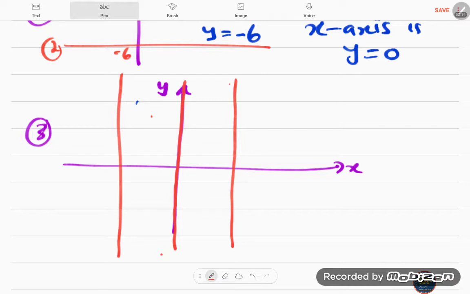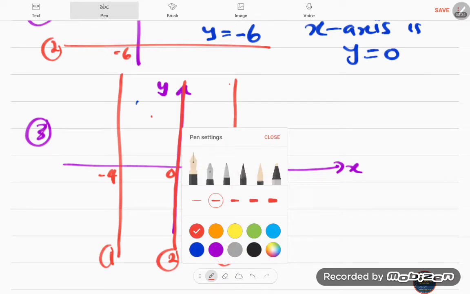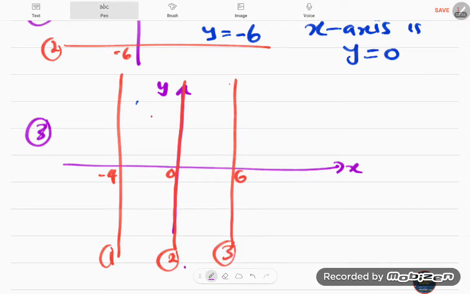so we go graphs 1, 2, graph 3. We'll assume that this is negative 4, this is 6, and of course this is 0. So these graphs are parallel to the y-axis, especially for 1 and 3, and because of that, their equations are not going to include the y, because they do not pass through the y. They're parallel to it. They will never meet the y.